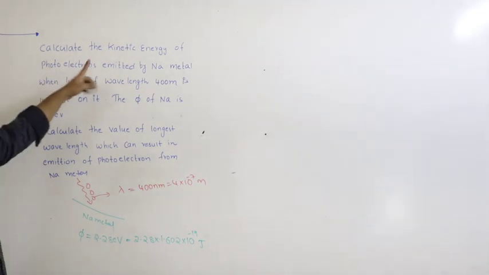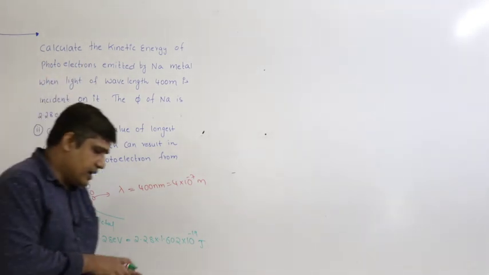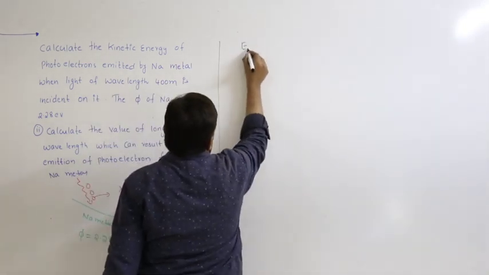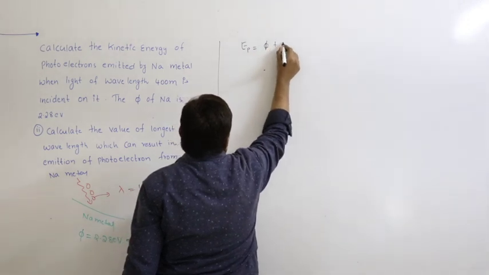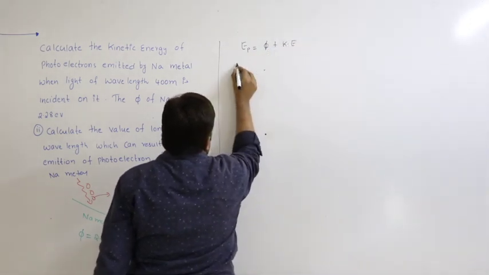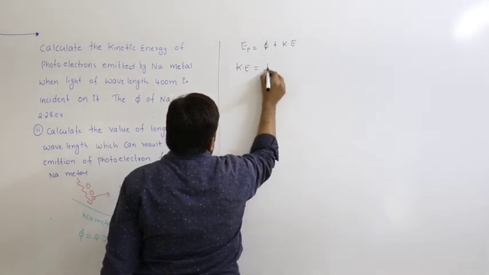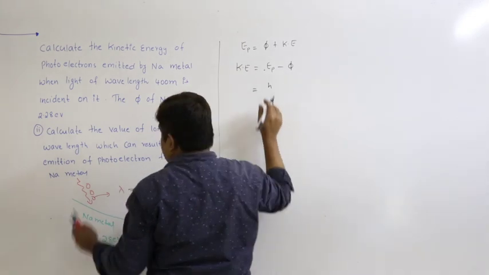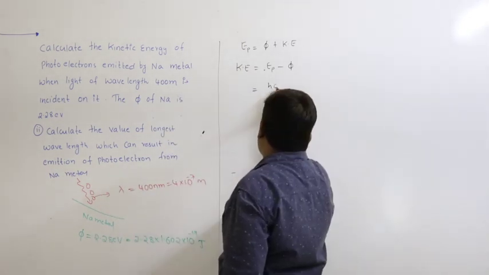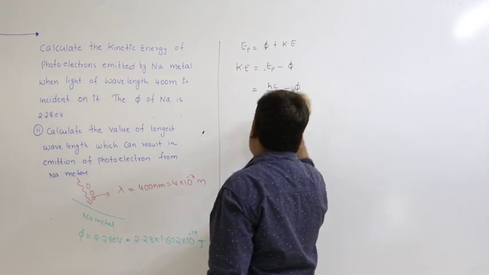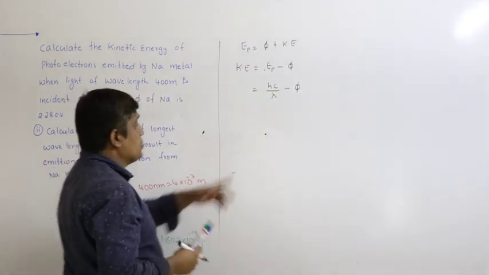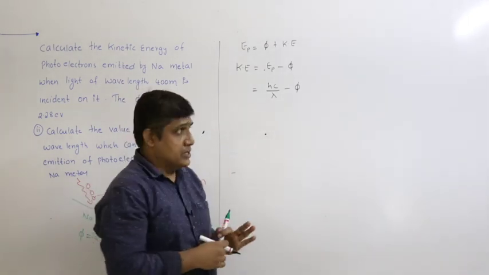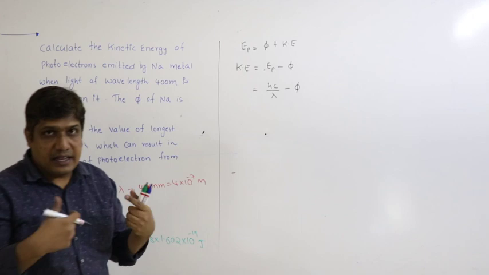What we have to do? Calculate the kinetic energy. So what is the equation? Energy of photon is equal to work function plus kinetic energy. So kinetic energy equals energy of photon minus work function. The energy of the photon, since wavelength is given, I am writing as hc by lambda minus work function. I can subtract these two quantities only if they are present in the same unit. So I will try to express them in SI units.